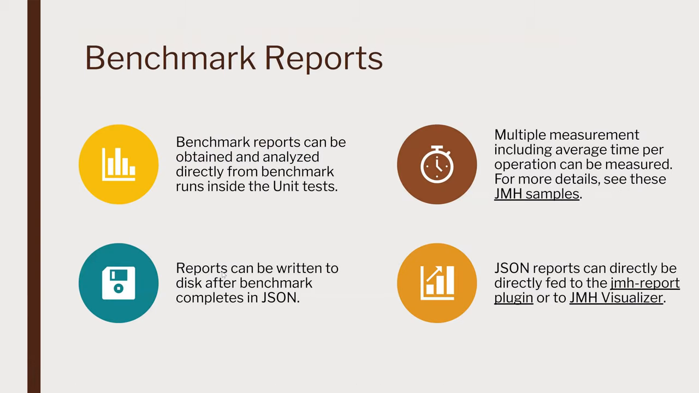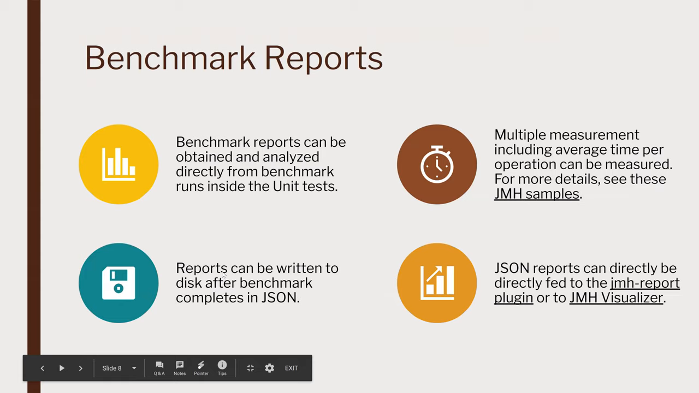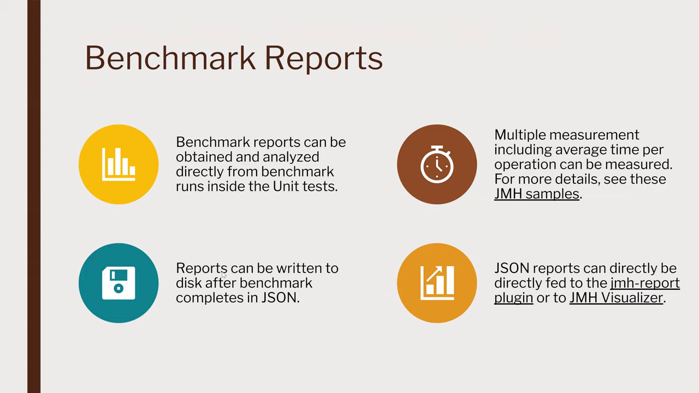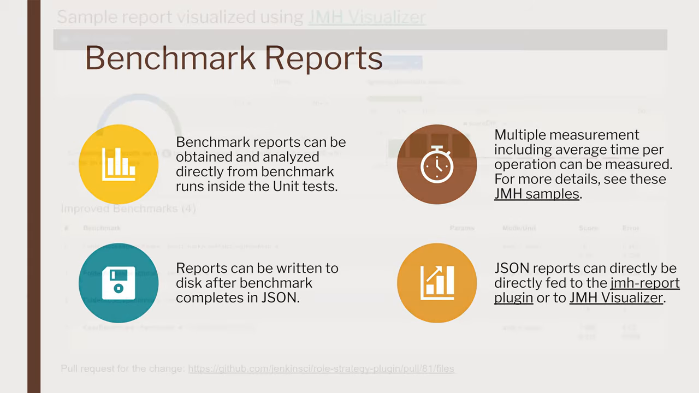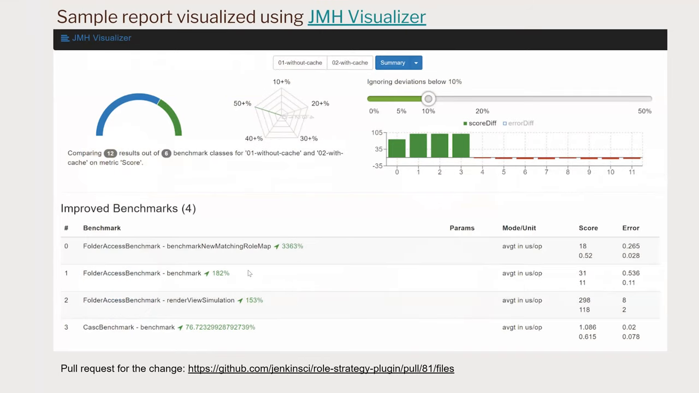So the benchmark reports are generated through the unit test that runs the benchmarks, and you can measure multiple times through a single run. For more details, you can see the samples on the JMH website. The reports are written to the disk after the benchmark completes in JSON, and these JSON reports can be directly fed into the JMH report plugin or to the JMH Visualizer website. So this is what a benchmark visualization looks like through JMH Visualizer.